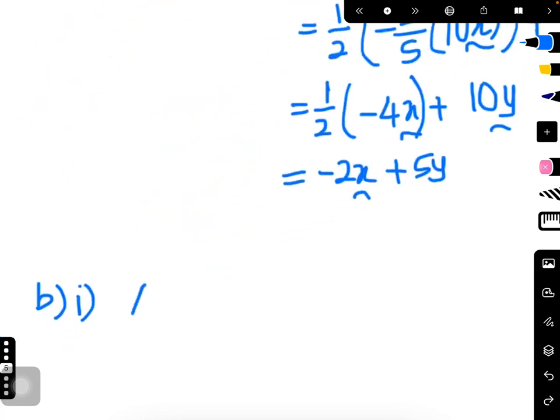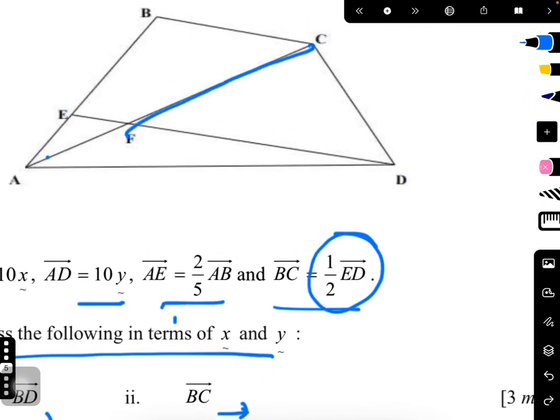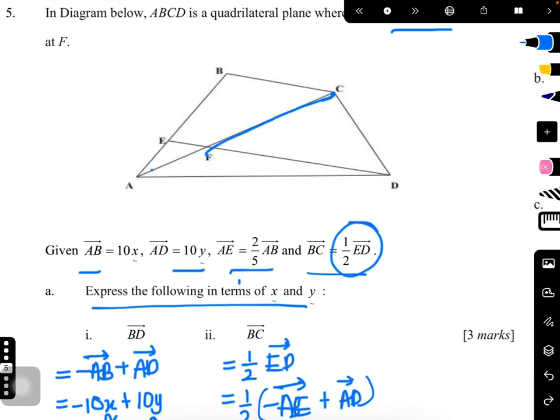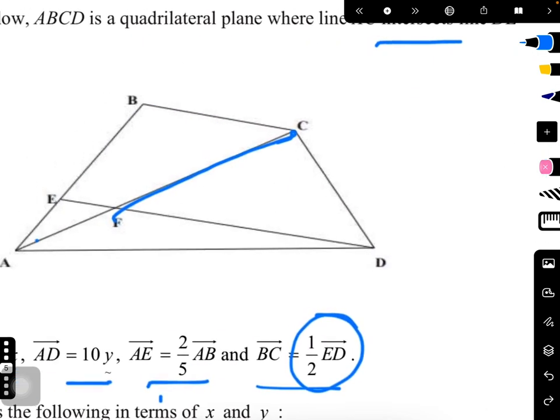B1, AF equal to KFC. What is FC? Okay, how can we find FC? Sorry, what is FC? We can get it.